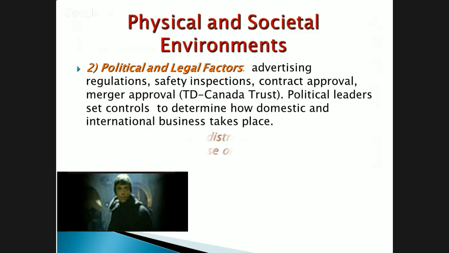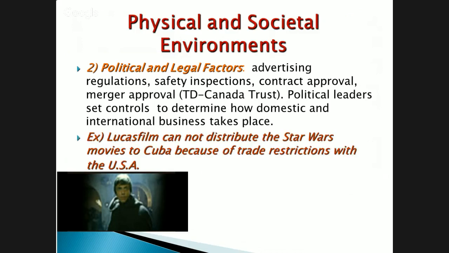I had this example here about Lucasfilm. They cannot distribute any of the Star Wars movies to Cuba because of the trade restrictions with the US. You can read now a little bit on how Cuba and the USA are loosening some of the embargo restrictions right now on trade. This is an ongoing issue.